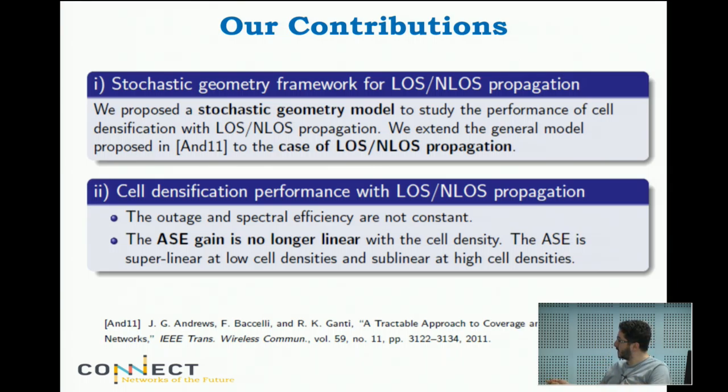The area spectral efficiency gain is no longer linear with the cell density, but it will have some different regions in terms of the density. At low cell densities, it will become even superlinear, and then at high cell densities it will become sublinear. So it is more what I was saying before. You would expect things to change quite radically depending on the density. You would not expect things to be either very linear or constant. My experience, even working with MIMO, is that when the curve looks too nice and too smooth, there is something fishy there.